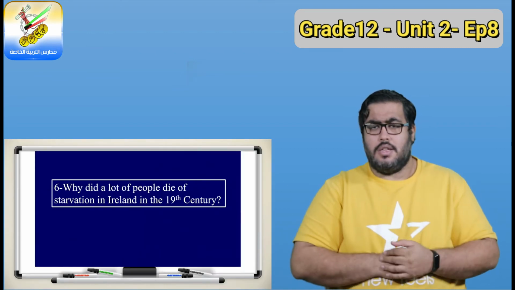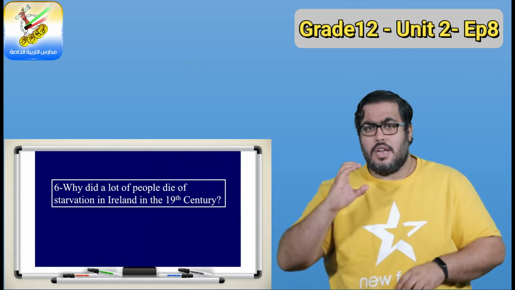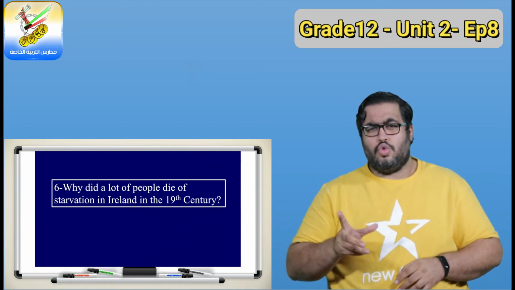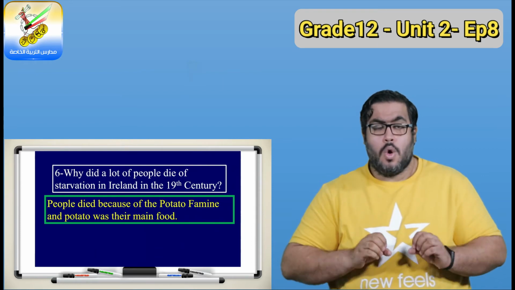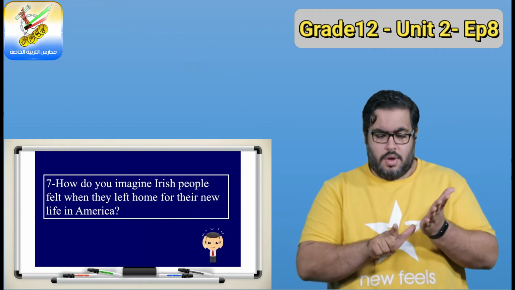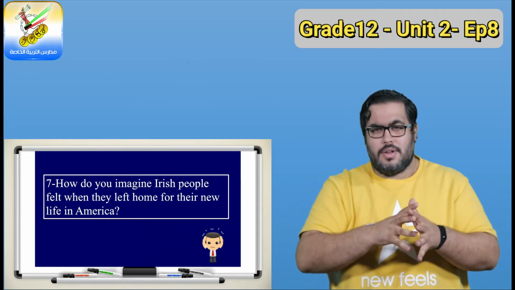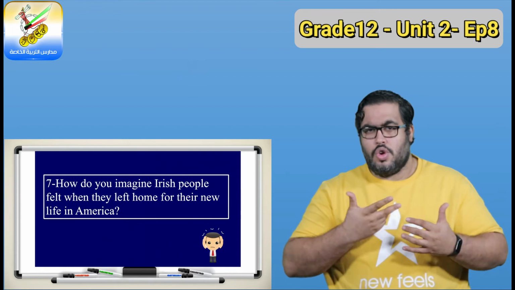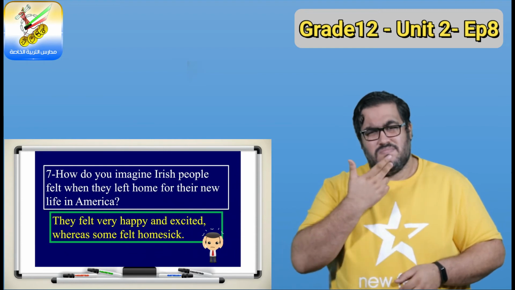After doing the multiple choice questions, you go to the productive questions, and here, try to write full, meaningful sentences. Let's take a look at number 6. Why did a lot of people die of starvation in Ireland in the 19th century? What do you think? Go back to the passage in your book and see. People died because of the potato famine, because potato was their main food. Question 7. How do you imagine Irish people felt when they left home for their new life in America? How did they feel? They felt happy and excited, whereas some felt homesick.